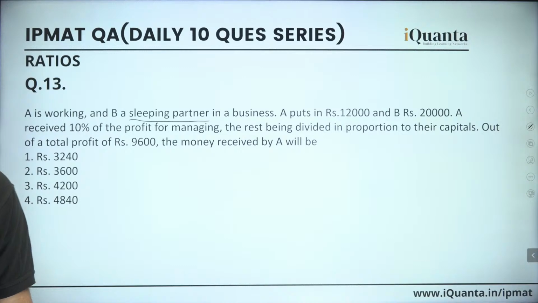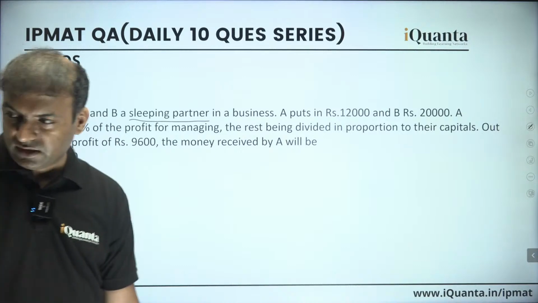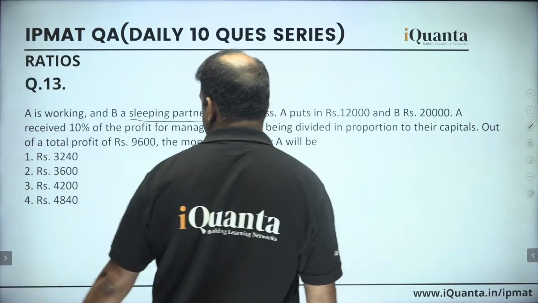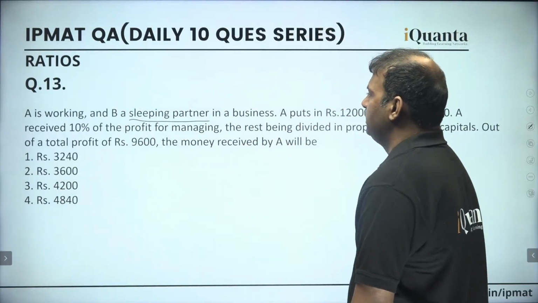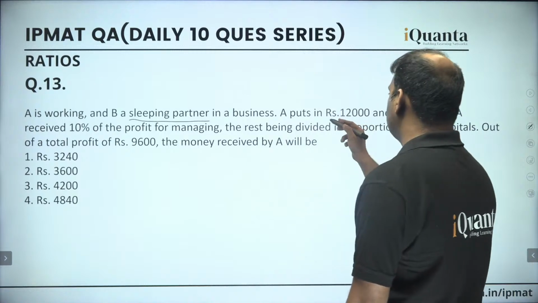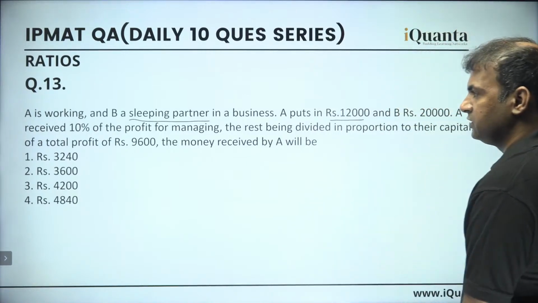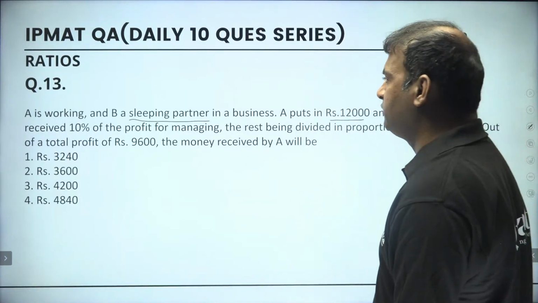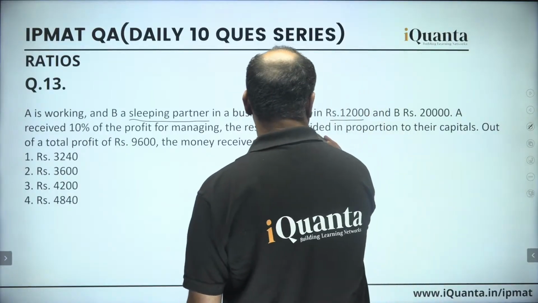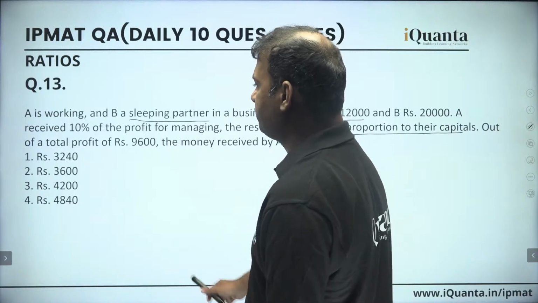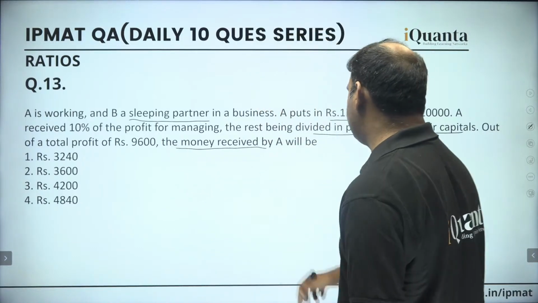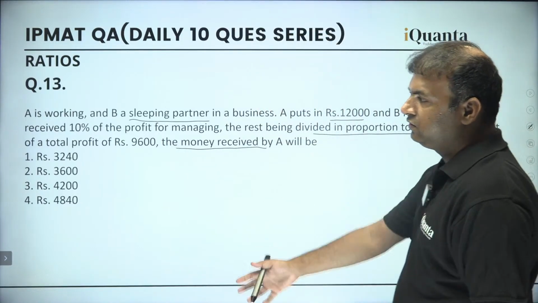Okay guys, I think I should explain this. Fine, the question says that A is working and B is a sleeping partner, right? A puts 12,000 and B puts 20,000. A received 10% of the profit for managing the business and the rest being divided in proportion to their capital, out of a total profit of 9,600. Then find the money received by A in rupees, right?